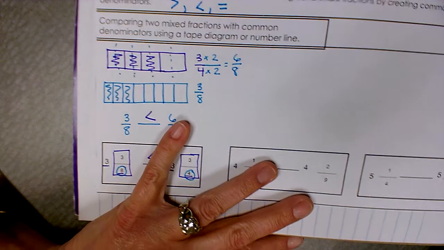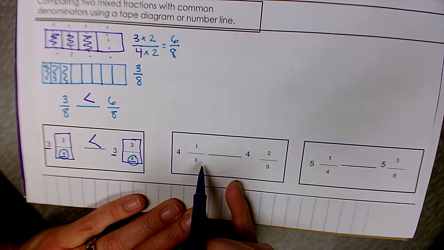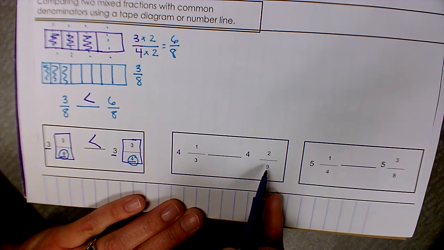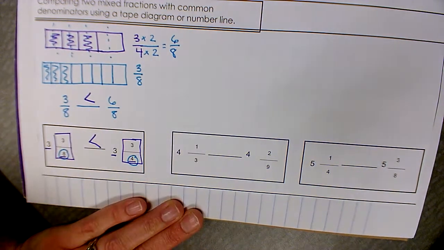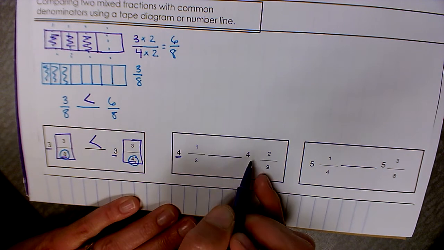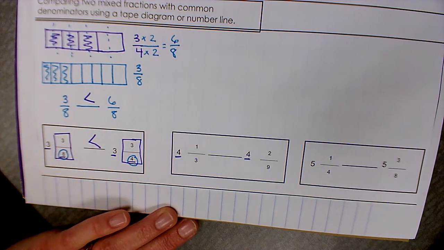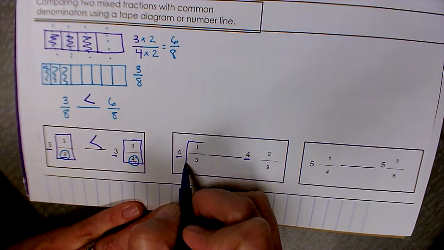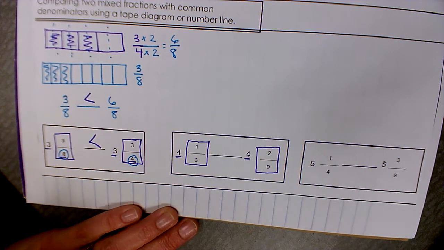Okay, let's come over here and let's do 4 and 1/3 and compare it to 4 and 2/9. Okay, remember we're going to find out if it's greater than, less than, or equal to. So let's look at our first part of our mixed fraction. I noticed that both of them have 4, so I don't have to focus on that. So now I'm going to look just at the fraction piece. 1/3 and 2/9.